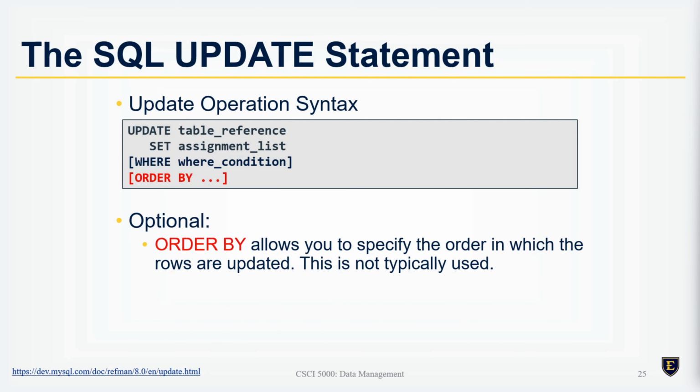Order by is something that MySQL allows you to do, and it says that you can specify the order in which rows are updated. It's not typically used, and when it is used, it's used in conjunction with the limit operation, which is also part of the update statement. So typically, though, you will not use order by in an update.